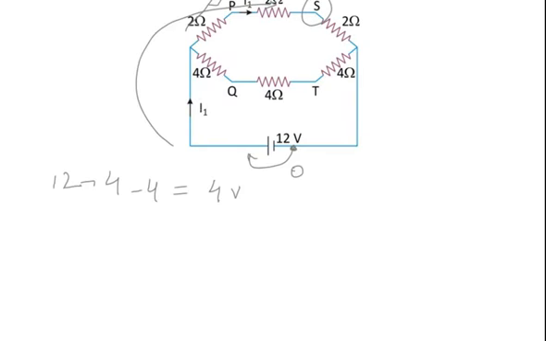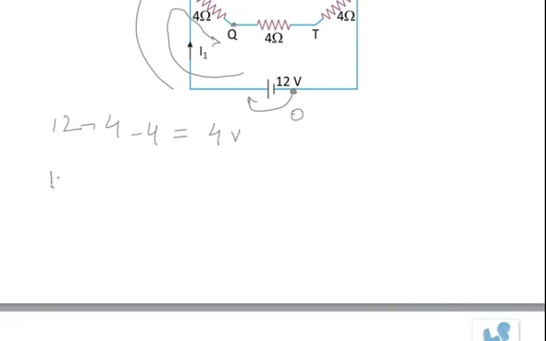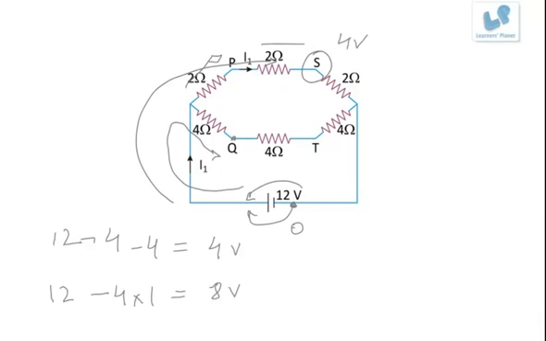Similarly, if we find the potential of point Q by traversing in this direction, then the potential is 12 volt. There is a potential gain first, then there is a potential drop, 4 into 1 IR, that is 8 volt. So point Q is at higher potential and point S is at lower potential.